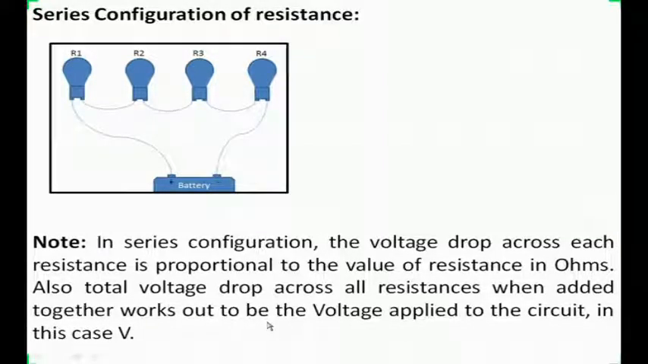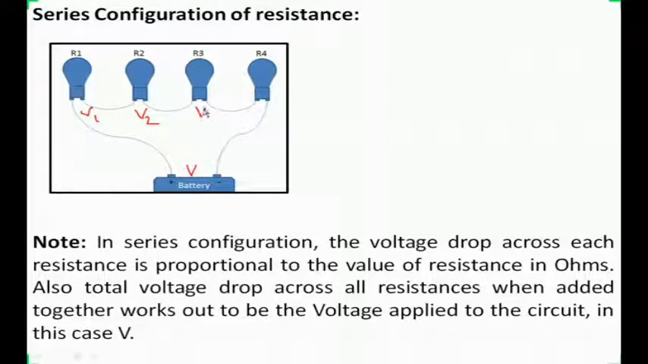Now if we take one configuration of resistance, how we can arrange the resistance in the series configuration, this is the method how we can arrange 4 resistances in series configuration. Here there is a voltage source, DC voltage source, and 4 resistances have been connected in series. In series configuration, the voltage drop across each resistance is proportional to the value of resistance in ohms. Also, total voltage drop across all resistances when added together works out to be the voltage applied to the circuit. In this case it is V.